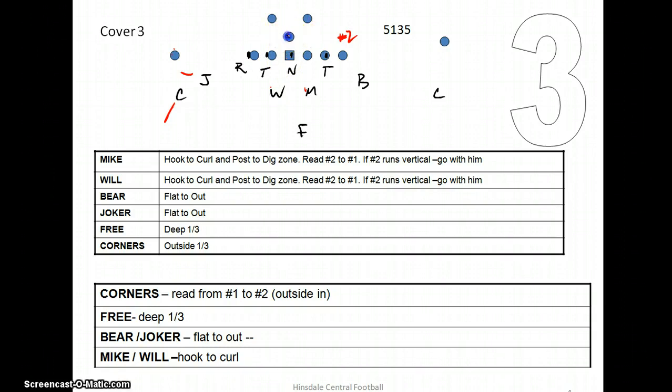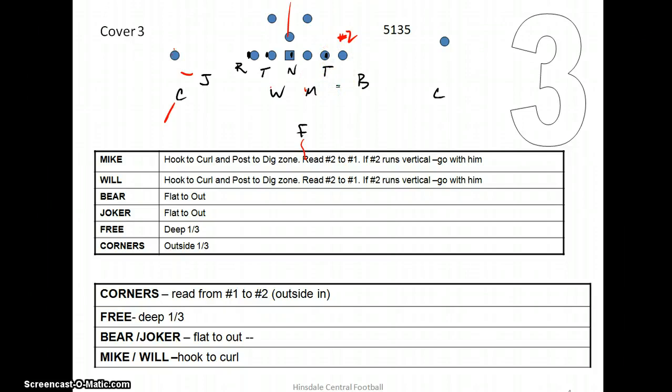So when the ball is snapped, if I'm the Mike, I put my eyes on number 2. If he goes vertical, which is straight up the field, we're going to bump, collide, and run with him. You're going to stay with him. Now, this can be a mismatch of some sort, but you still have the free over the top. And you're free to run with the vertical route here.